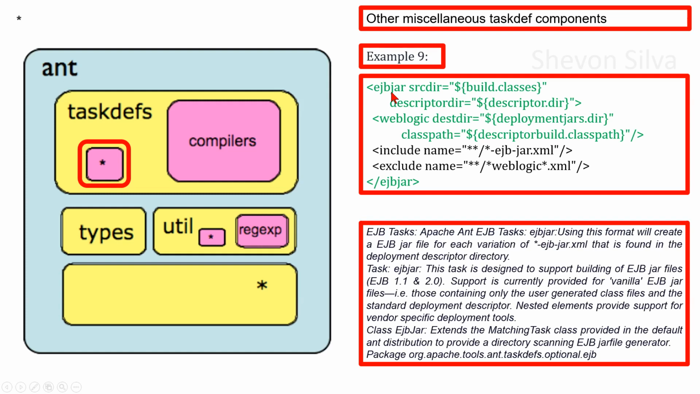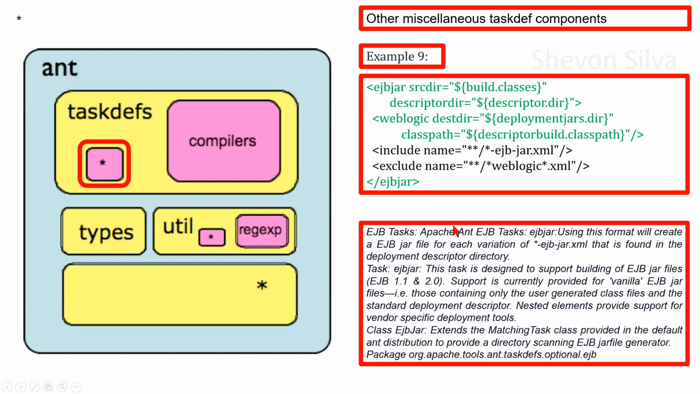Any support files which need to be included in the generated jar can be added with the support nested element. For each class found in the EJB jar, EJB jar will scan for any superclass or super interfaces. This will be added to the generated jar.